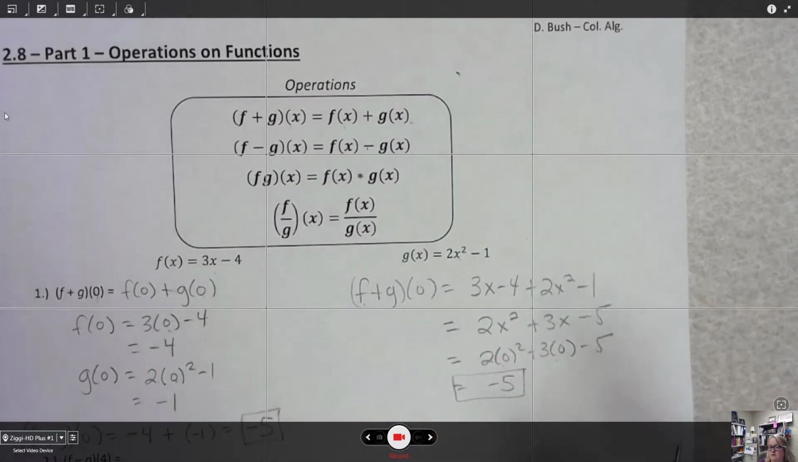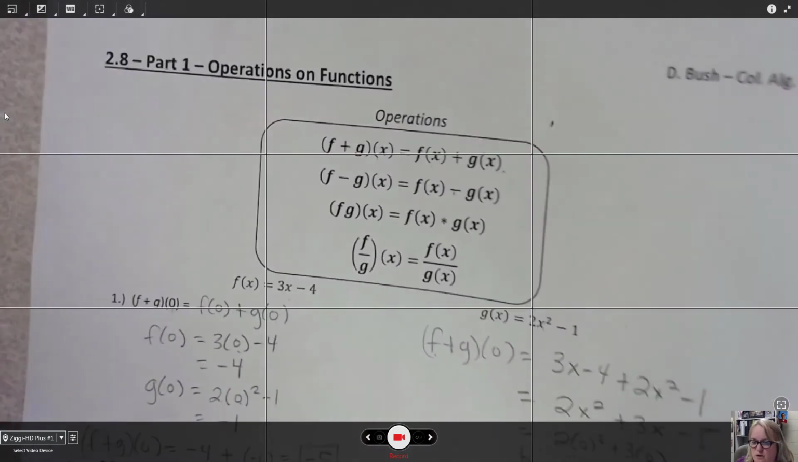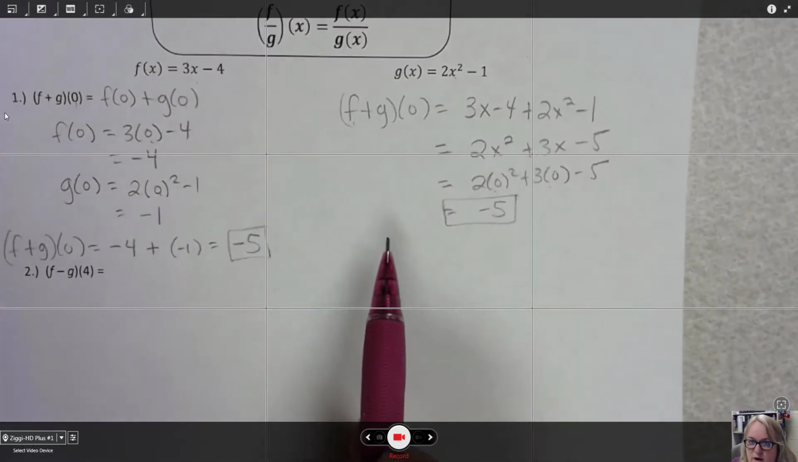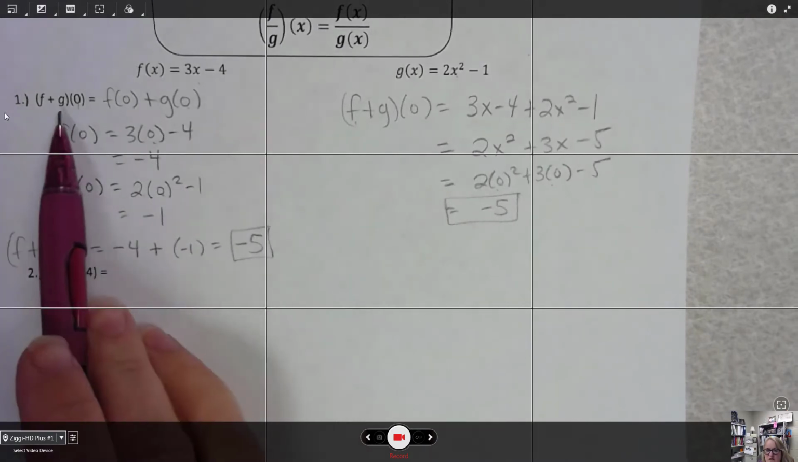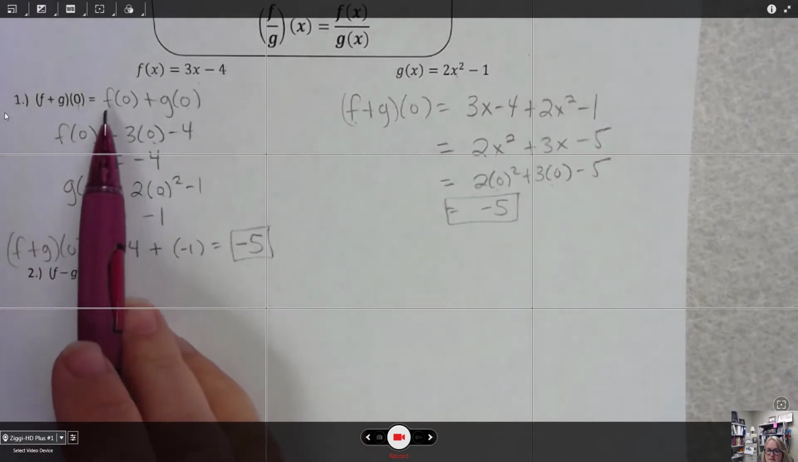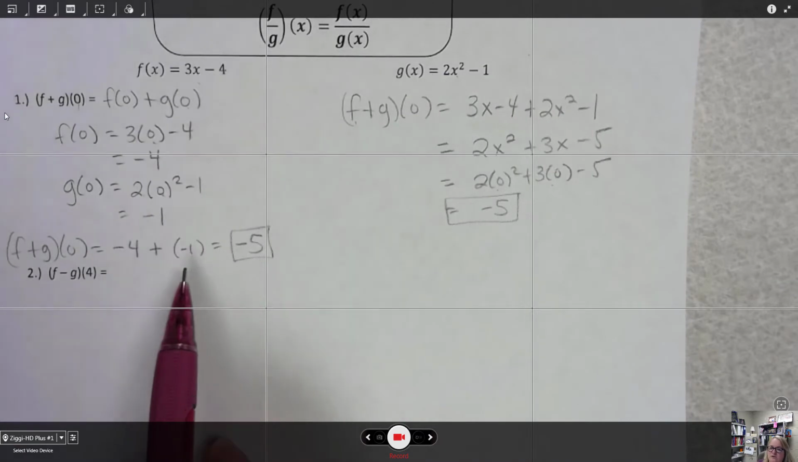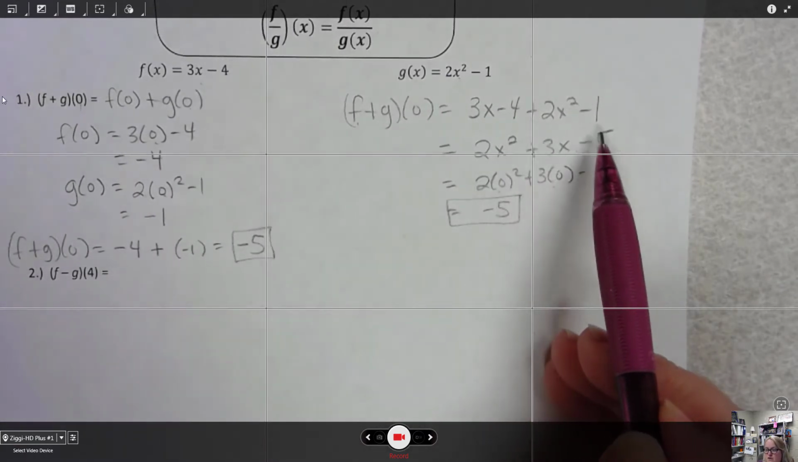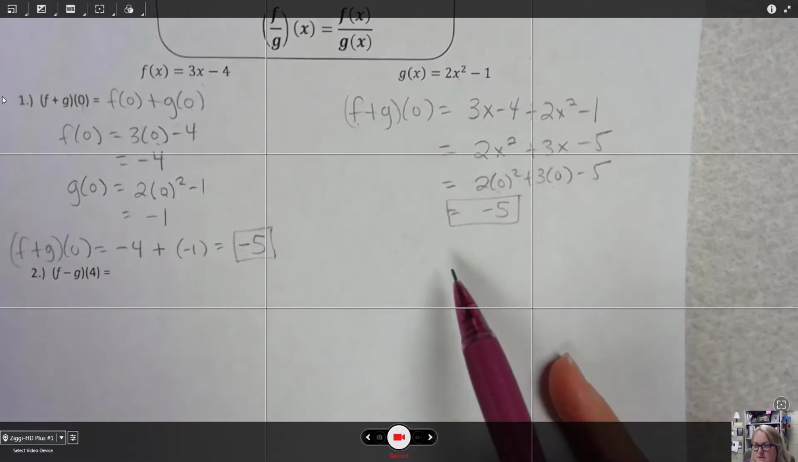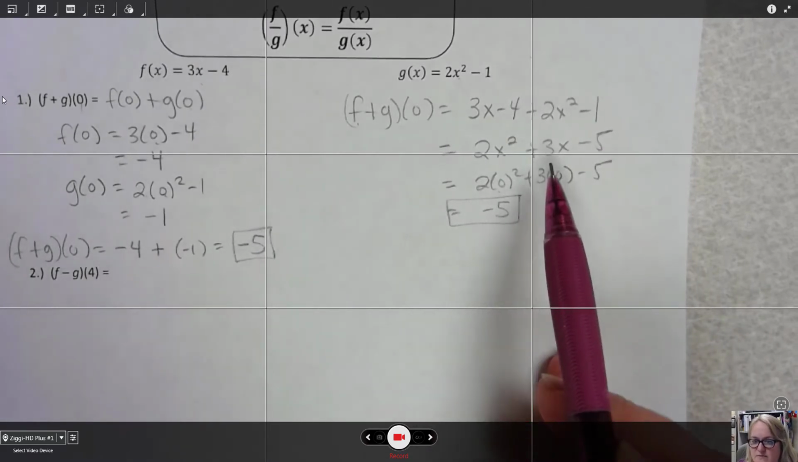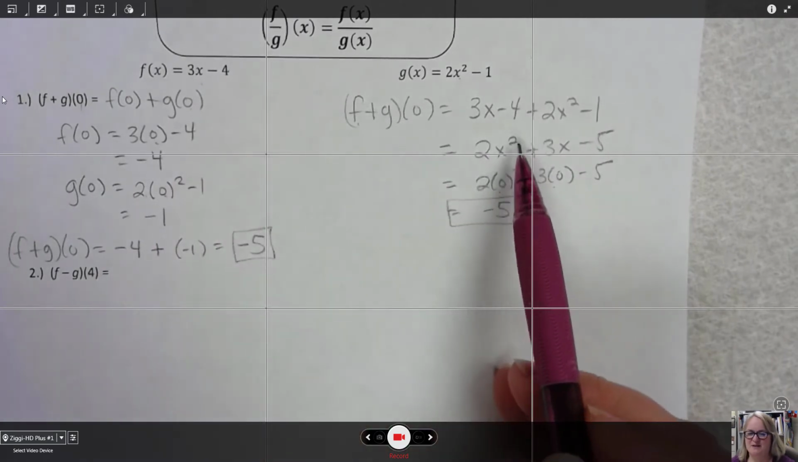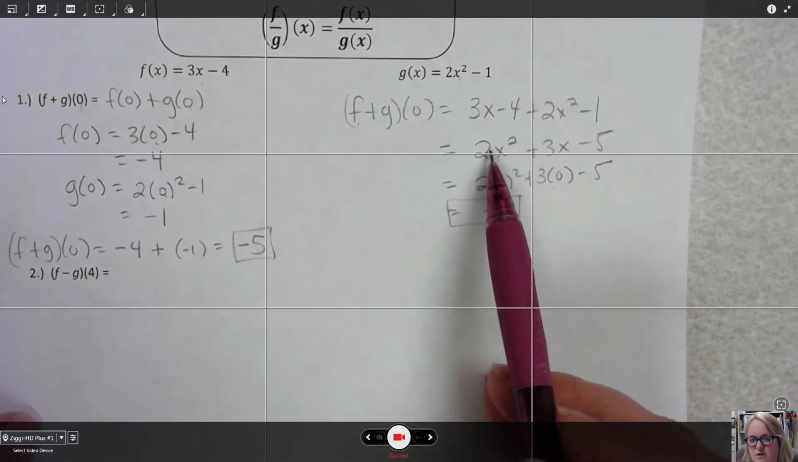Notice that it doesn't matter which method you go with, you're going to get the same answer. Here I inserted the 0 into each function separately and then added their values together. Over here I combined the functions together first, and then I inserted the value for x. So you pick which way you like better, and just stick with it.